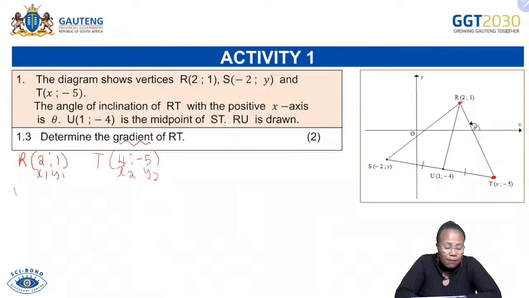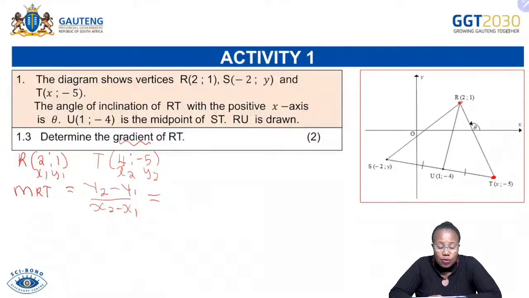We need the formula for the gradient of RT is equal to (Y2 minus Y1) over (X2 minus X1). And then let's substitute now. What is Y2? -5, minus, from the formula. And then what is Y1? 1. And then our X2 is 4, minus, from the formula. And then our X1 is 2.